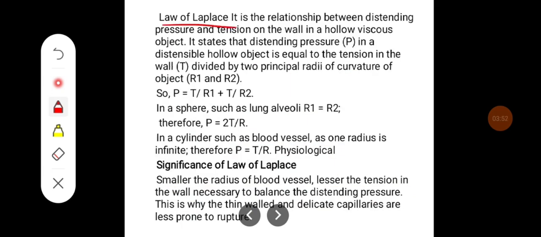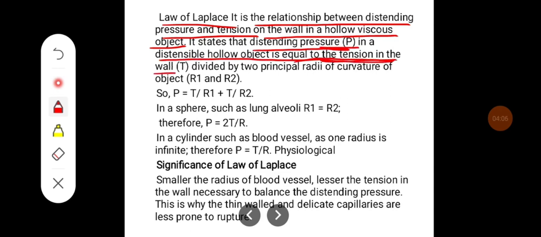Laplace law. Laplace law is a relationship between the distending pressure and the tension on the wall in a hollow viscous object. It states that distending pressure, that is pressure in a distensible hollow object, is equal to the tension in the wall divided by the two principal radii of curvature of the object, that is R1 and R2. So P is T divided by R1 plus T divided by R2.